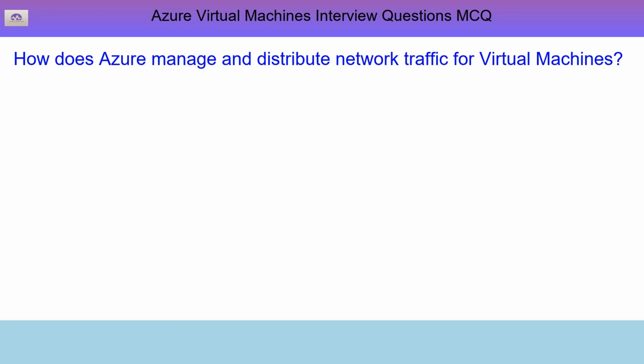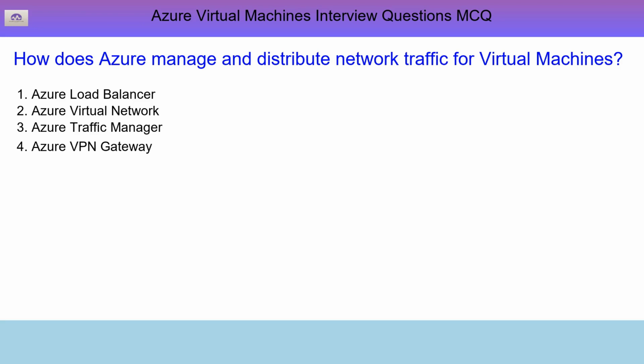How does Azure manage and distribute network traffic for virtual machines? Here are your options. 1. Azure Load Balancer. 2. Azure Virtual Network. 3. Azure Traffic Manager. 4. Azure VPN Gateway. The correct answer is Azure Load Balancer.